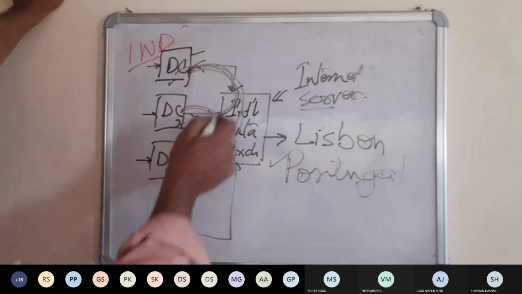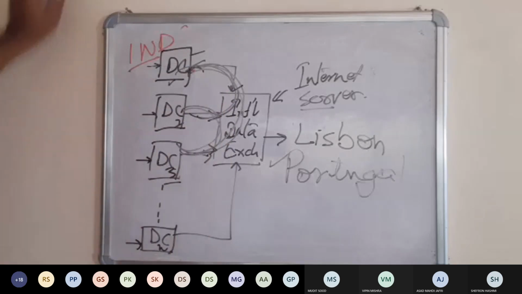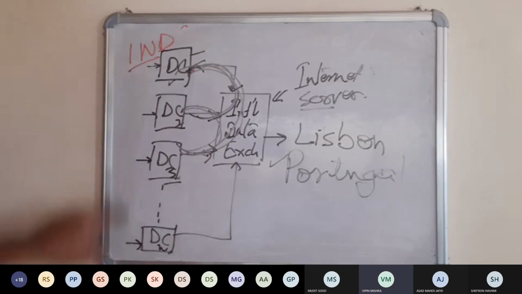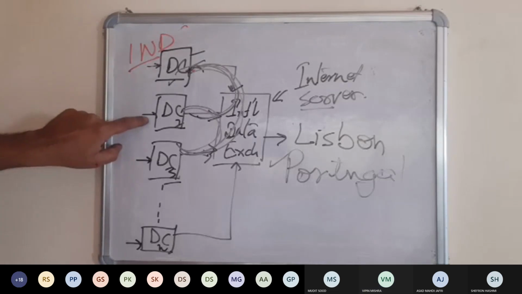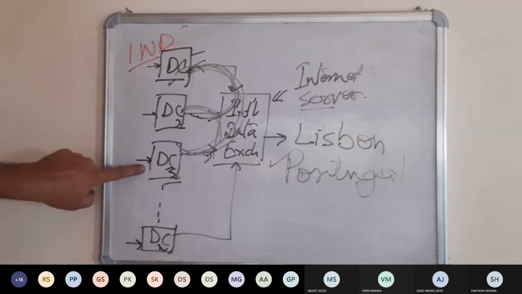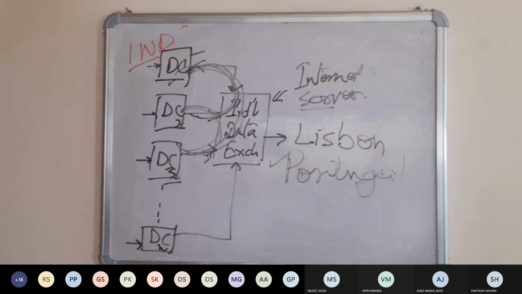And anybody can pick up anybody's data. Anybody can read anybody's data. DC1 can read the data from DC2, DC3, DC4, DC5, DCN, anything.